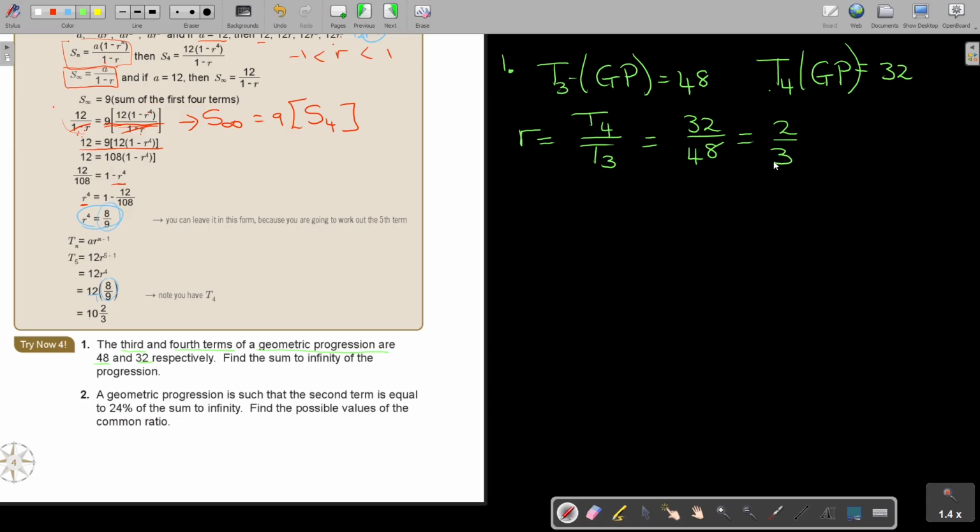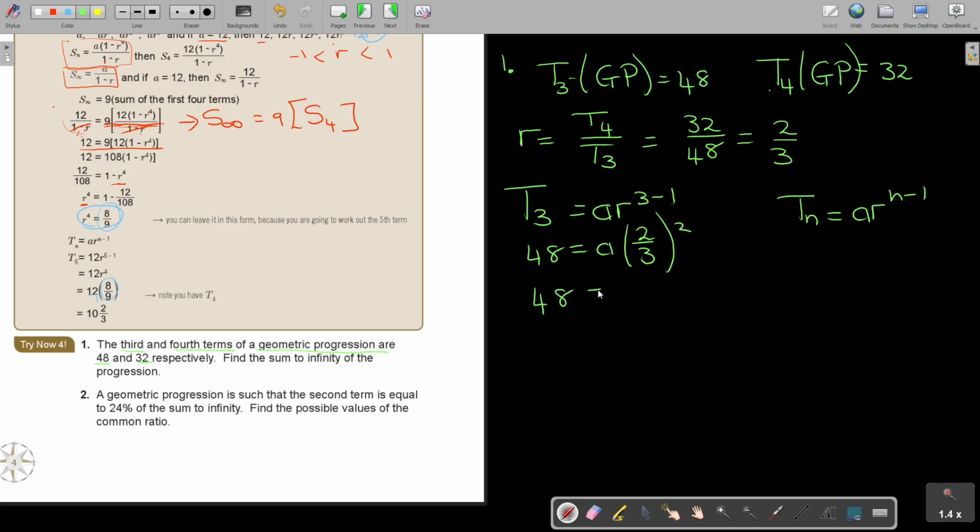Now, I can get the value of a by putting it in any one of those, but let's go for T3. Just remember Tn equals a r to the power n minus 1. So a r to the power 3 minus 1, and I have T3, so it's 48 equals a times r, which is 2 over 3, to the power of 2. So it's 48 equals 4 over 9 a.